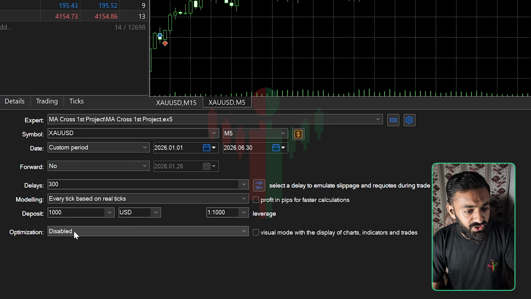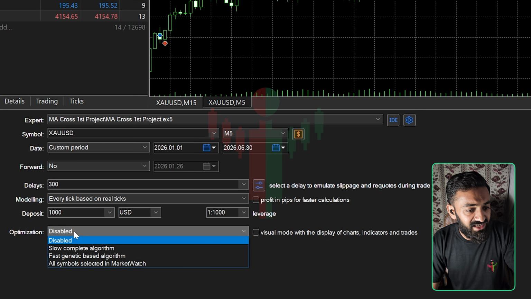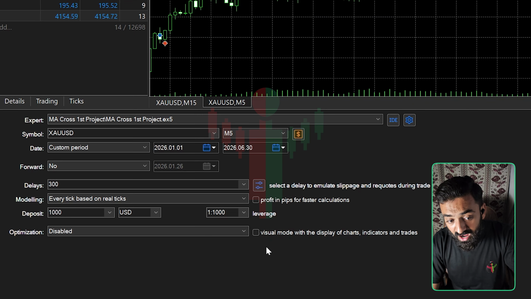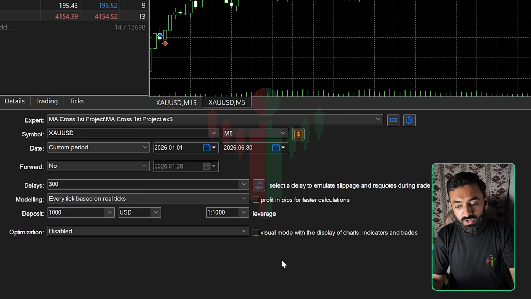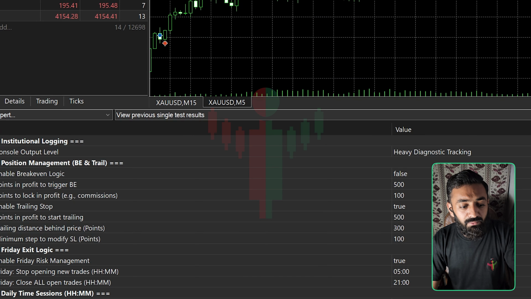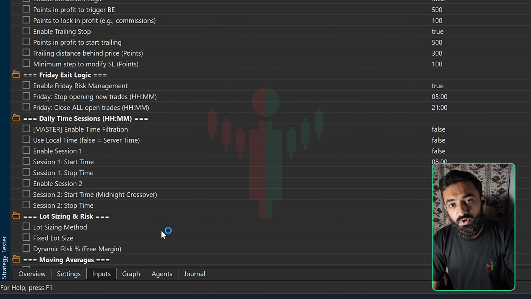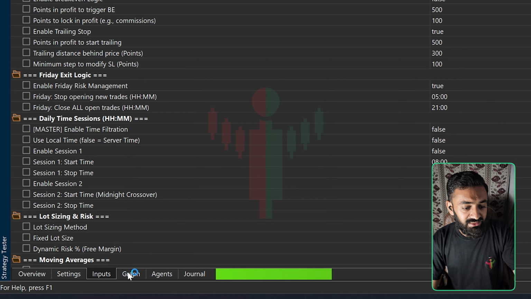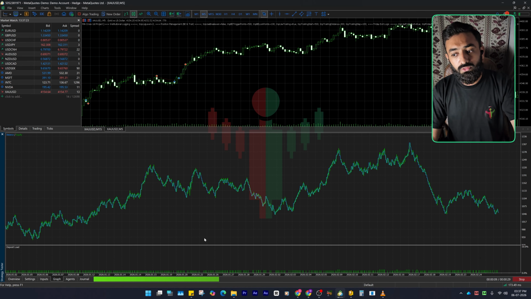From here in the optimization setting, at the moment I will set it to disabled, and now I will uncheck this visual mode. I will not use visual mode to make the process faster. So simply click on the start button. It will take some time based on the speed of your PC, and let's see how much profit or loss it makes.